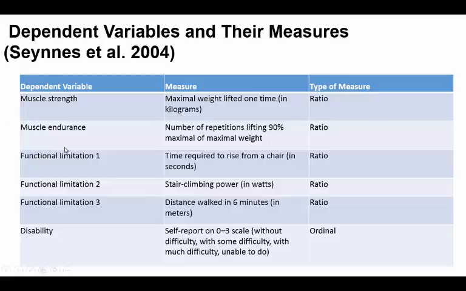If we look at the variable that is called muscle endurance, the measure is number of repetitions lifting 90% maximal weight. And again, it is a ratio. Functional limitation 1 was measured by time required to rise from a chair in seconds. So how many seconds the person would take to get up from a chair. Again, this is a ratio measure.